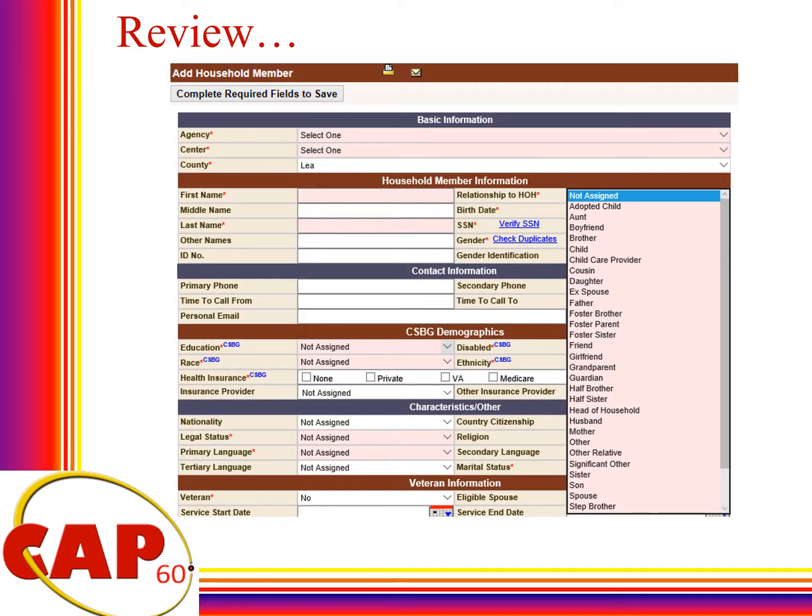Next, the Relationship to Head of Household drop-down. These days, families are very dynamic. This drop-down includes a wide array of options to fit your client's specific needs. For each client, it is important that you select the correct relationship options for reporting purposes.